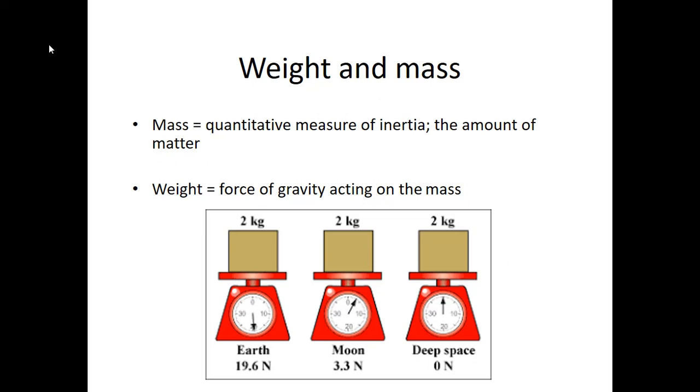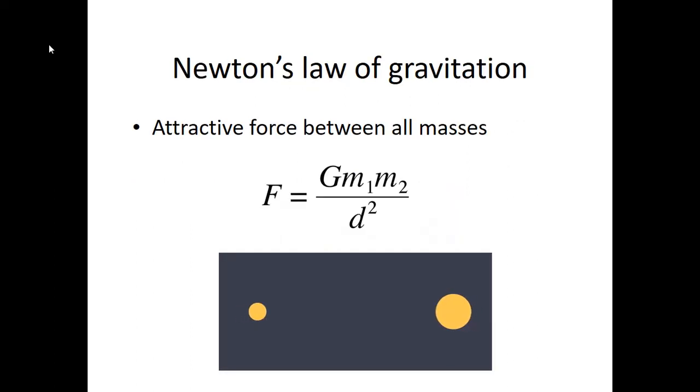So the idea is the mass stays constant. What changes is the weight, and this is because of the change in gravity. A smaller gravity gives you a smaller weight, but the mass remains the same. Newton's law of universal gravitation explains to us why this is the case.